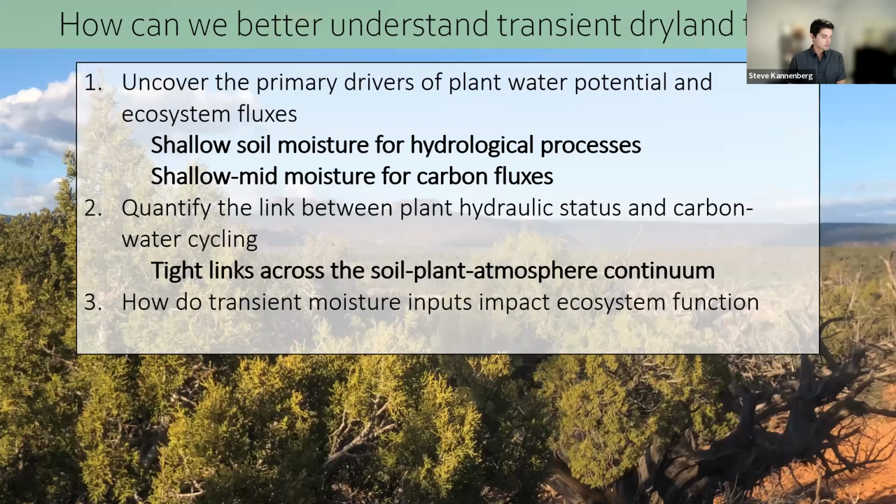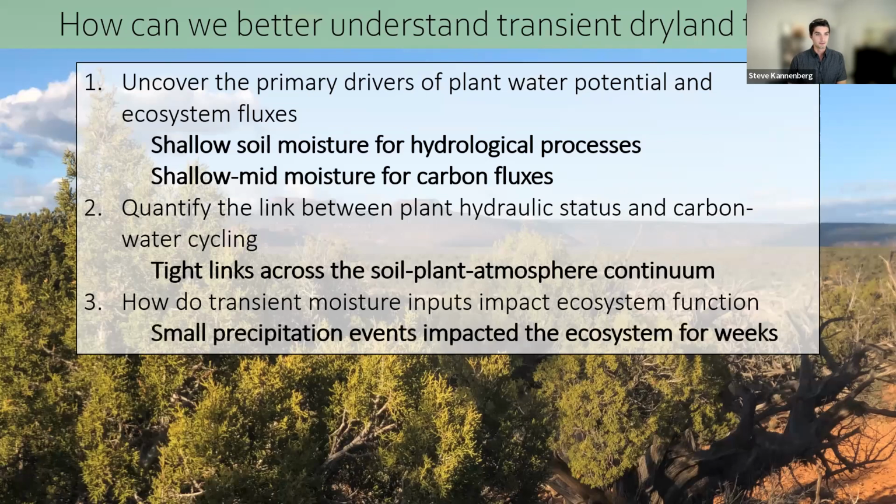So how do transient moisture inputs impact ecosystem function? Well, what we really found is that these small precipitation events impacted the ecosystem for weeks. And I think this is a pretty straightforward answer, that these moisture events do impact the ecosystem, but the magnitude of the response was really surprising.